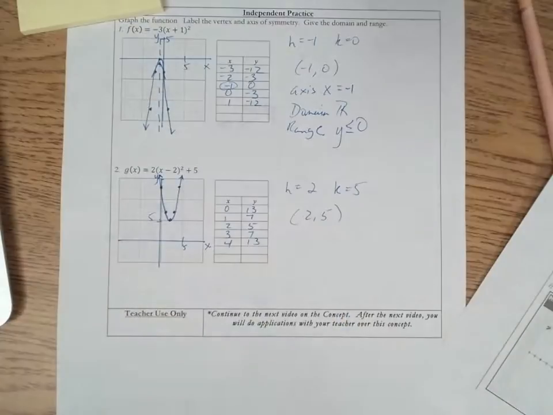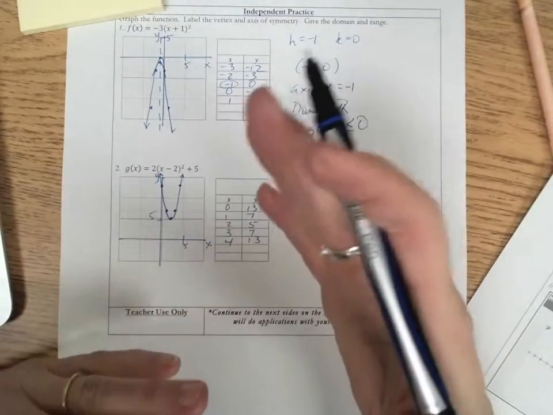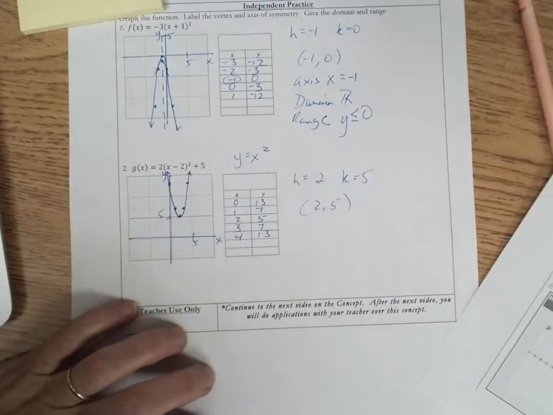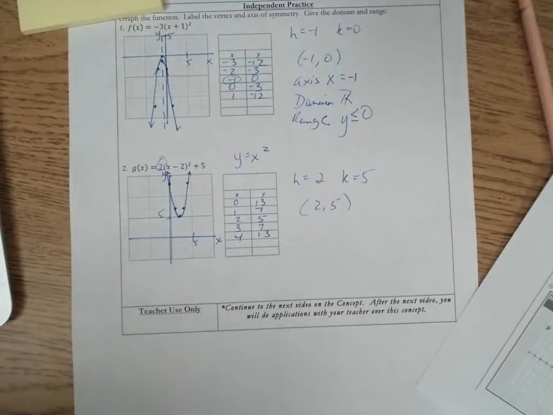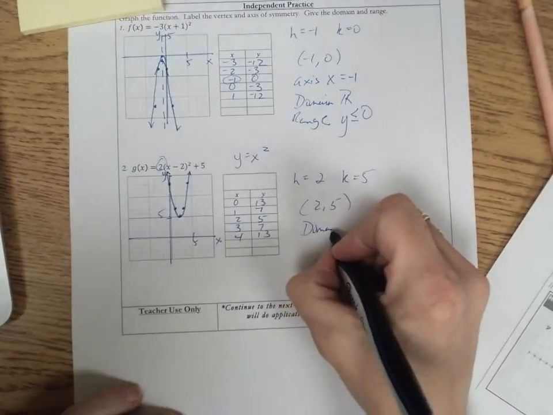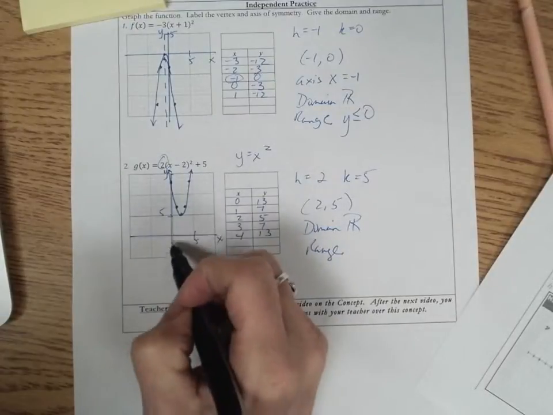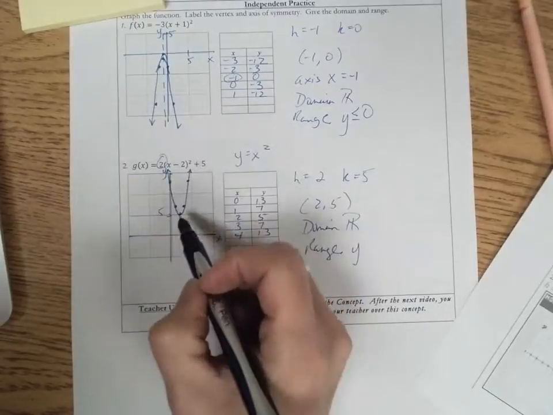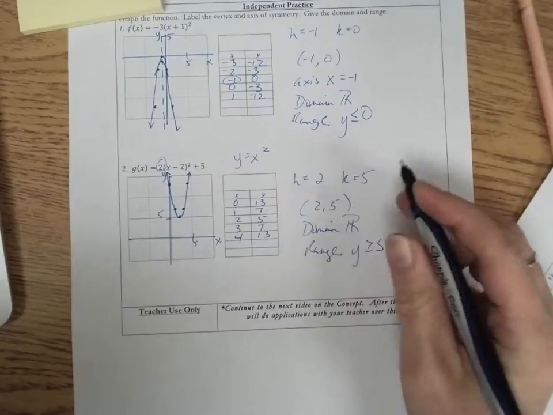Now you should be getting used to, or start recognizing, when graphs are wider or narrower than the parent function, just y equals x squared. So this one should feel a little narrower to you. If you look at the a value, that's 2. It's greater than 1, so that means it is a vertical stretch. The graph's narrower. Our domain will be all real numbers, and our range, if we put our eyes on the y-axis, the graph starts where y is 5. And then it opens upwards, so all the y values greater than 5 and including 5 are used.